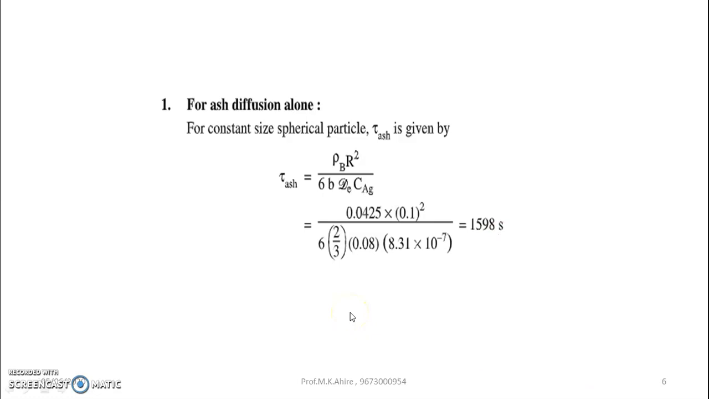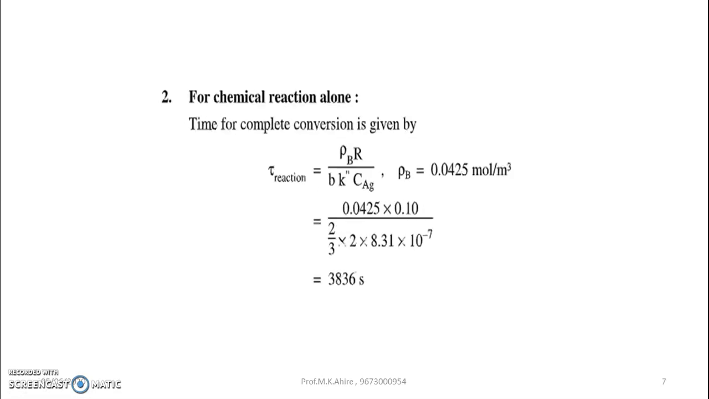So what this means is, if only ash layer resistance was present in this situation, if this was the only resistance offered by the reaction, then the reaction would be completed in this time only, 1598 seconds. But it is not the case here, so we have to consider the second resistance also. And for that, what is the time required? Rho b into R upon b k double dash into Cag.